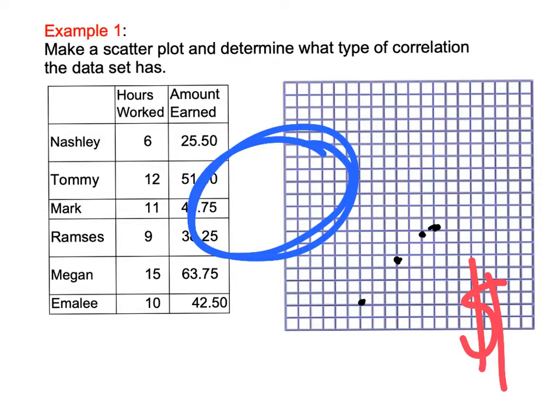It's not easy on this machine. 15, 64, and you can already see that there's a trend happening there. And then 10 and 42-ish is here. So by looking at the data, that's a pretty strong correlation. The tighter it looks to a line, the stronger the correlation is. And so this is clearly a positive correlation. The more hours you work, the more money you make.